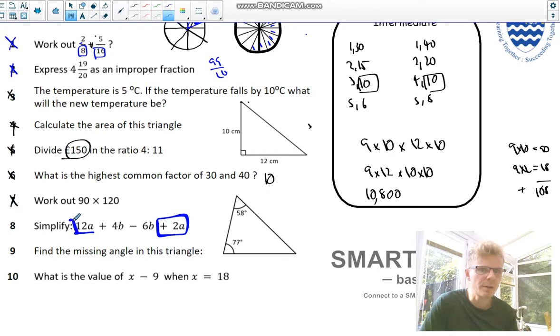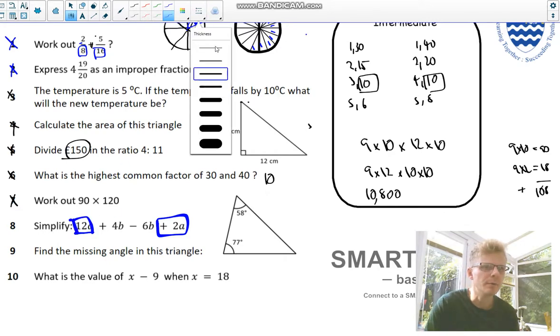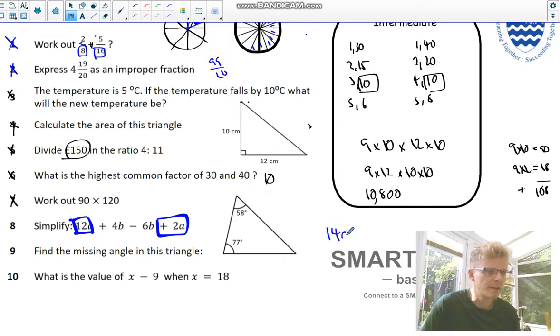So in total, then we can sort out our A's. Let's write them in blue. In blue, so I've got 12A. Later on, I add 2A. So in total, I've got 14A.